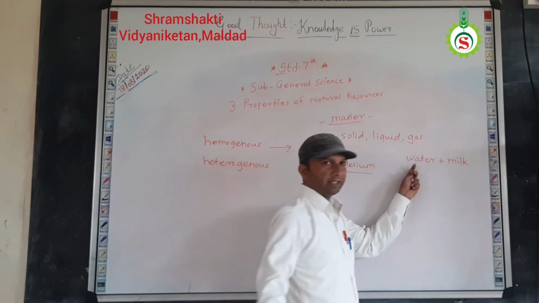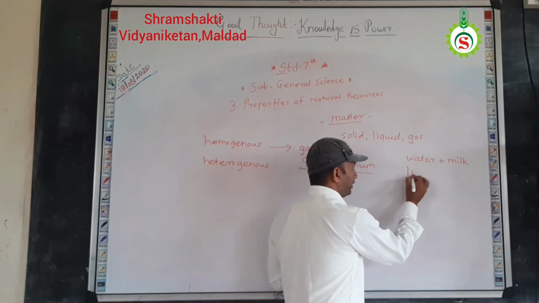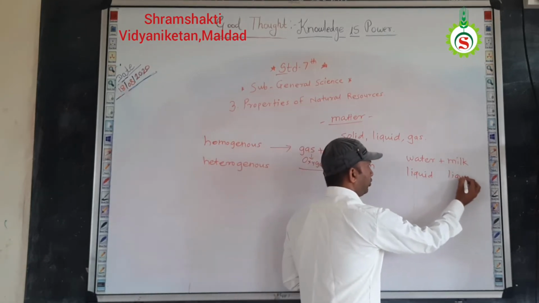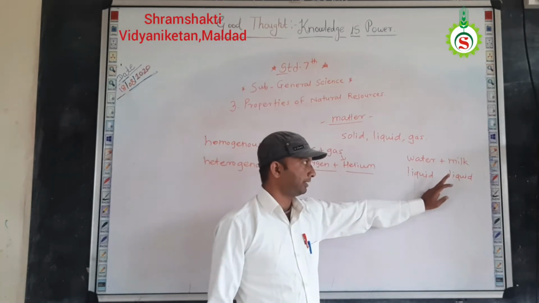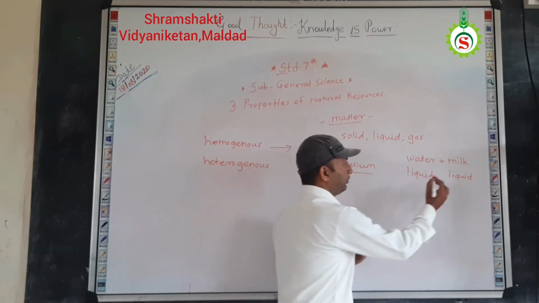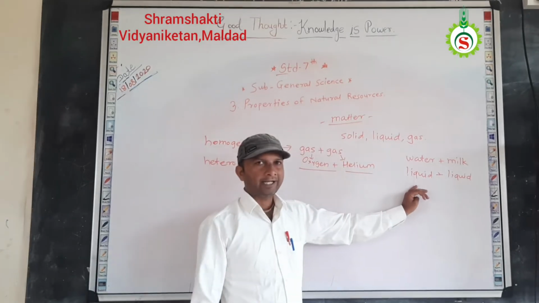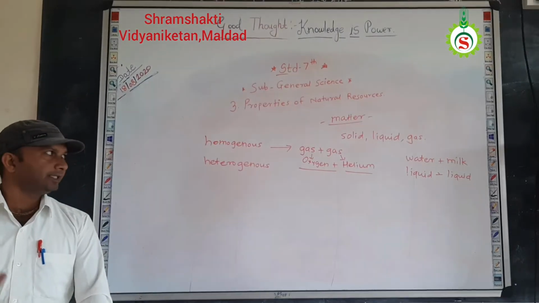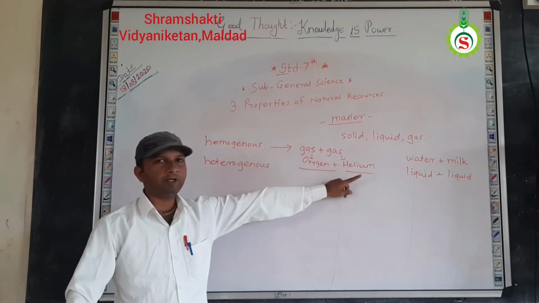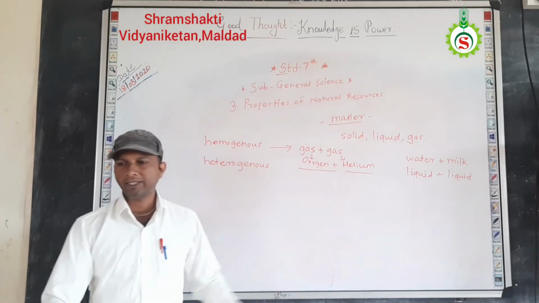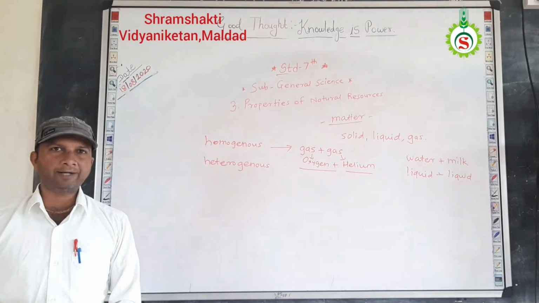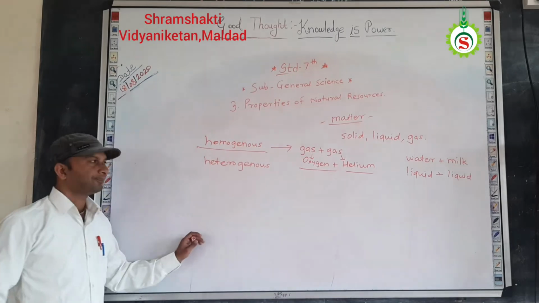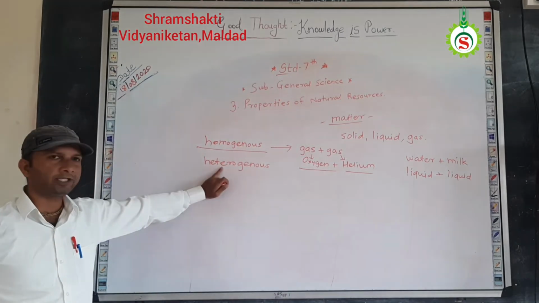Water is present in liquid form, and milk is also in liquid form. So in this case also liquid is mixed in liquid. Therefore it is also a homogeneous mixture. Understand? When we add one state of matter to the same state of matter, that is gas plus gas, or liquid plus liquid, or solid plus solid, so that both constituents are present in the same state of matter, that mixture is called a homogeneous mixture. The second type of mixture is called a heterogeneous mixture.